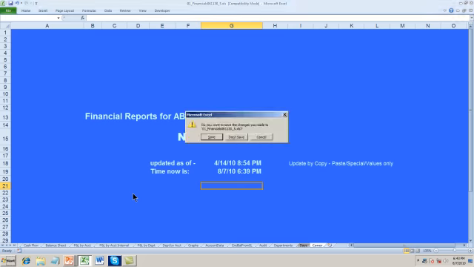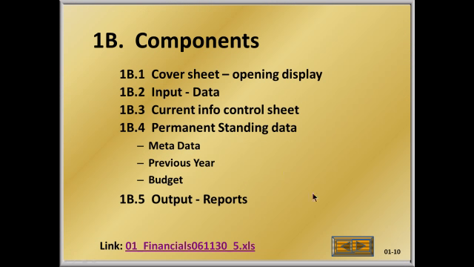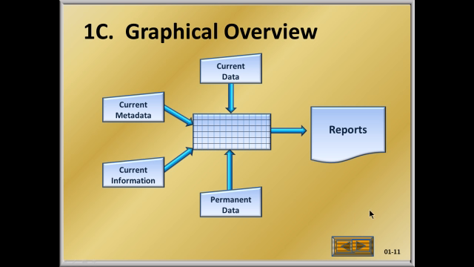Let's go back to PowerPoint and get on with our next slide. And our next slide is your graphical overview. They say a picture tells 1,000 words. Well, here's your 1,000 words. So let's just review the structure. We have our current data, which is our current month's trial balance. Current metadata could be the name of the current month.